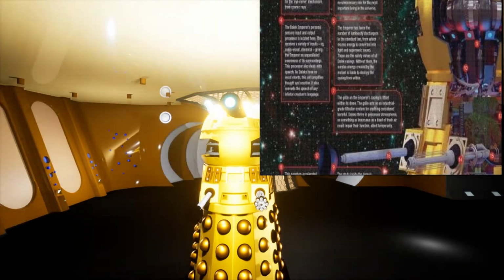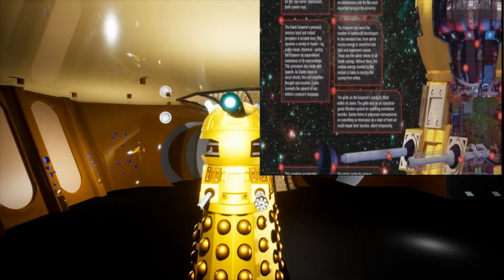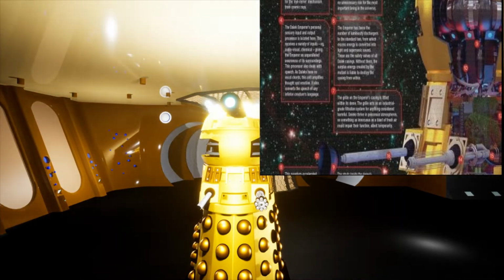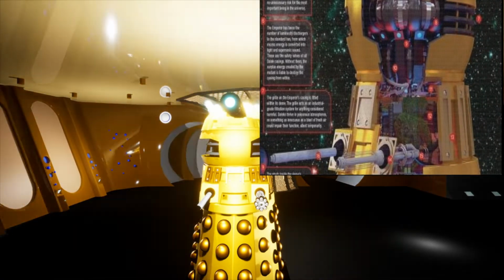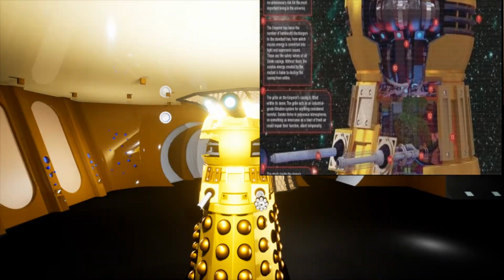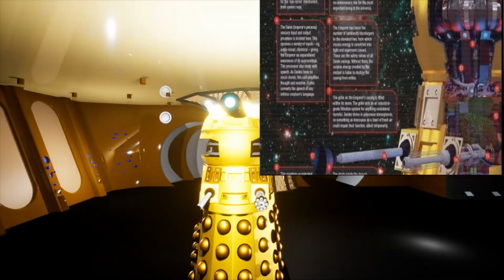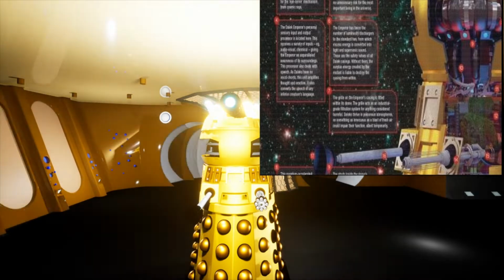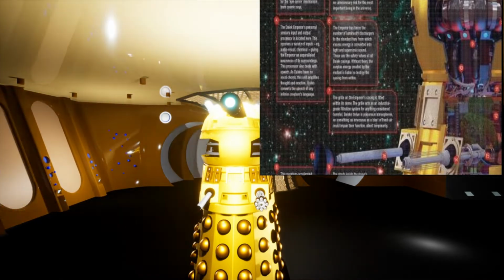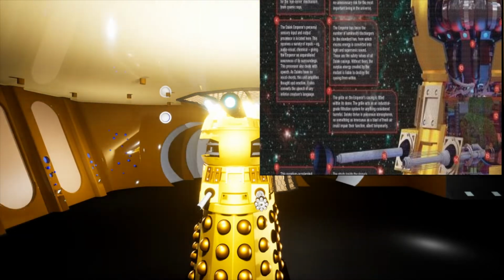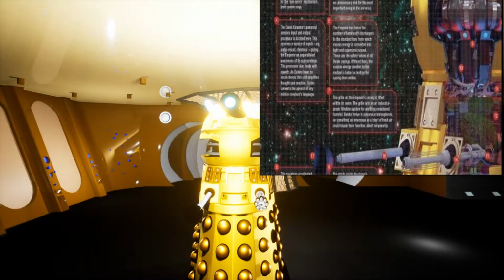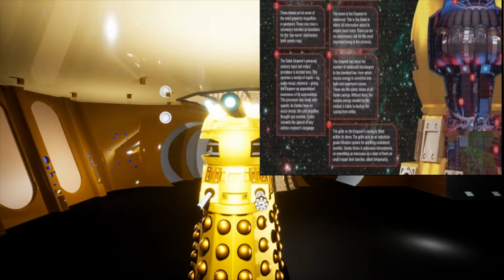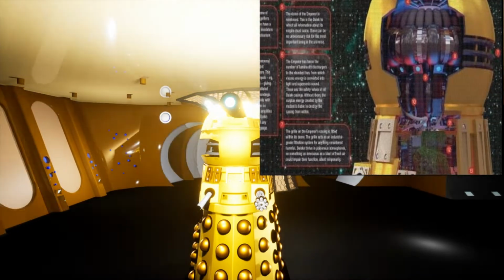The grill on the Emperor's casing is fitted within its dome. The grill acts as an industrial-grade filtration system for anything considered harmful. The Daleks thrive in poisonous atmospheres, so anything that comes off as innocuous, such as a blast of fresh air, could impair their functions and affect them temporarily, basically.